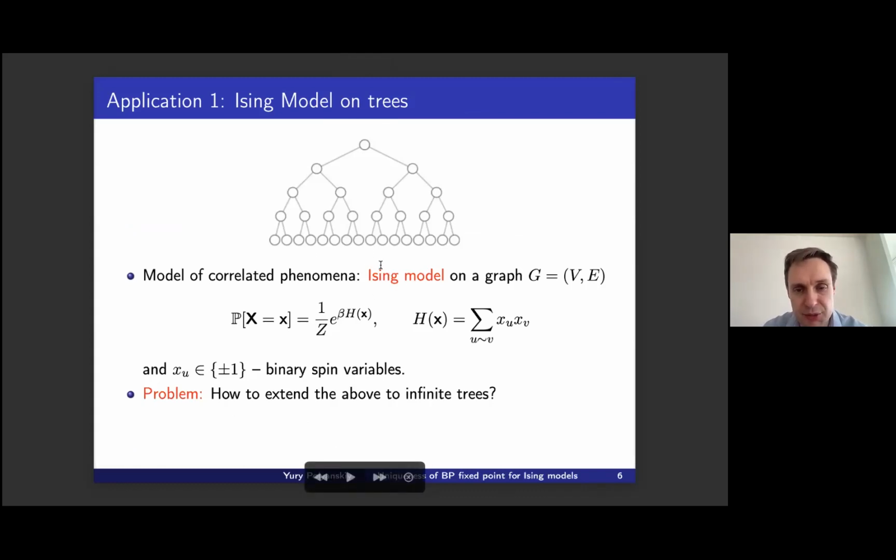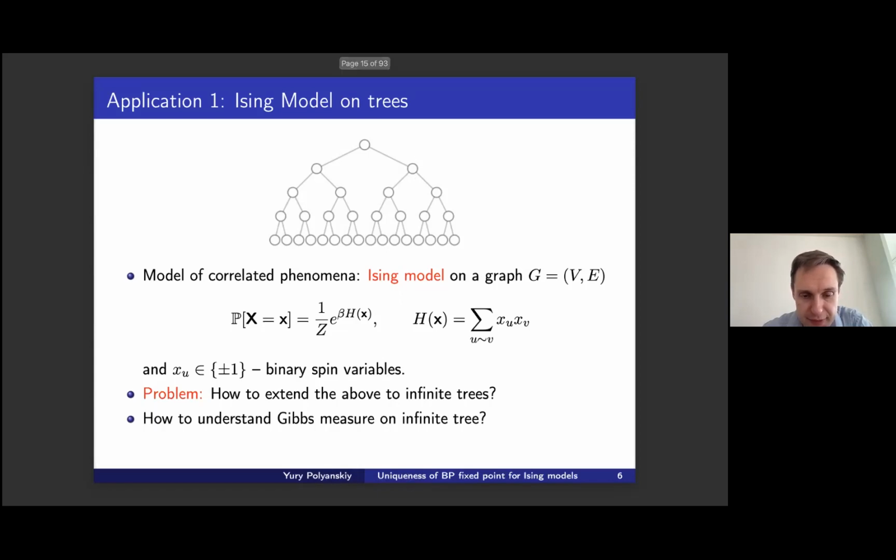So let's consider a particular version of a graph, which is some tree, say a binary tree, like drawn here. Now, this formula only defines the probability distribution for finite trees. And the question is, how do we extend this definition to infinite trees? Again, for statistical physicists, this is a canonical and old question, of uniqueness of Gibbs measures on infinite graphs. So there are different methods.